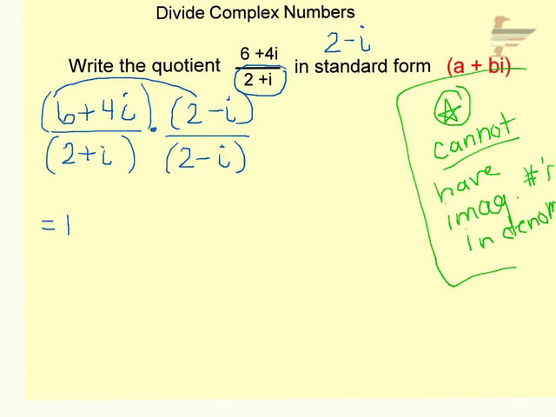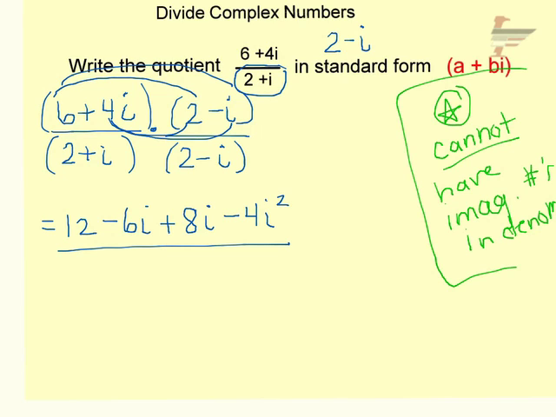6 times 2 is 12. 6 times negative i is minus 6i. 4i times 2 is plus 8i. 4i times negative i is minus 4i squared. The denominator I'll FOIL out. 2 times 2 is 4. 2 times negative i is negative 2i, then positive 2i, and i times negative i is negative i squared.